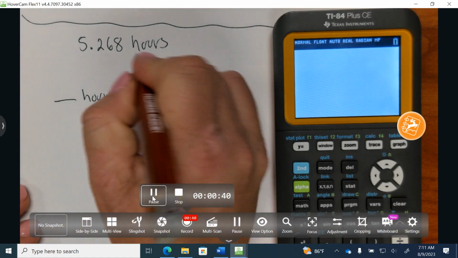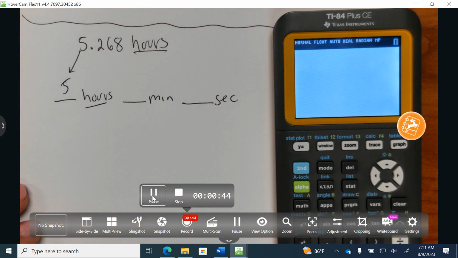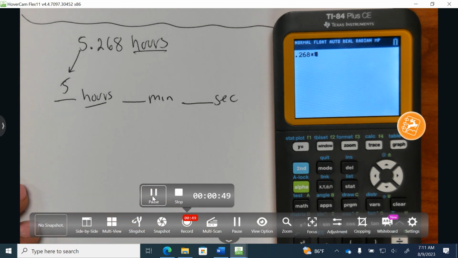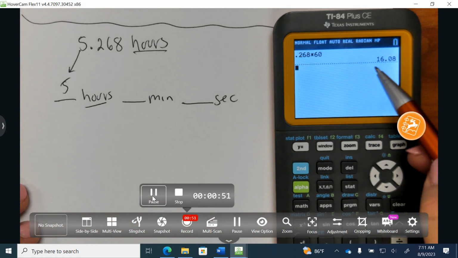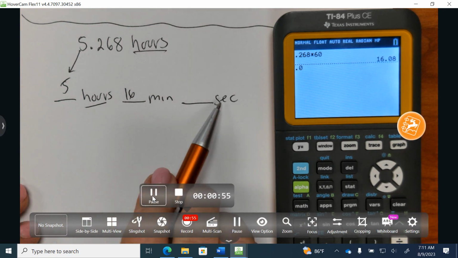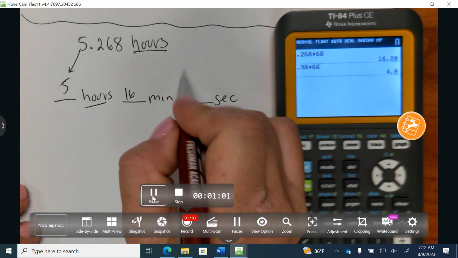So again, I have hours and hours. The 5 comes down, but I have a little bit more than 5 hours, so I'm typing it in. Taking it by, there's 60 minutes in an hour. Okay, so 16 full minutes, but there's a remainder. Taking the remainder, how many seconds are there in a minute? Make sure I type this in right, there are 60 seconds in 1 minute.